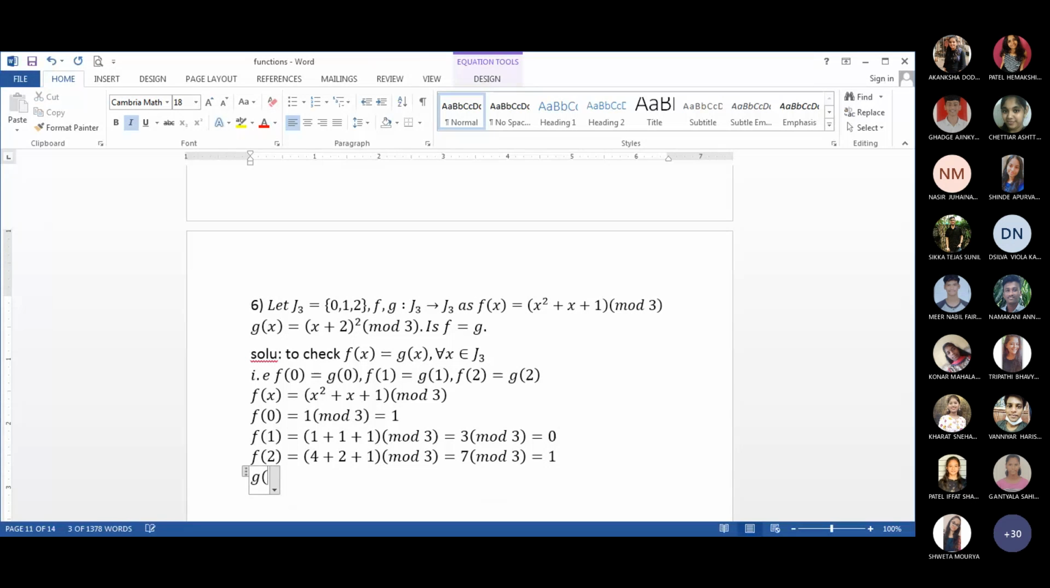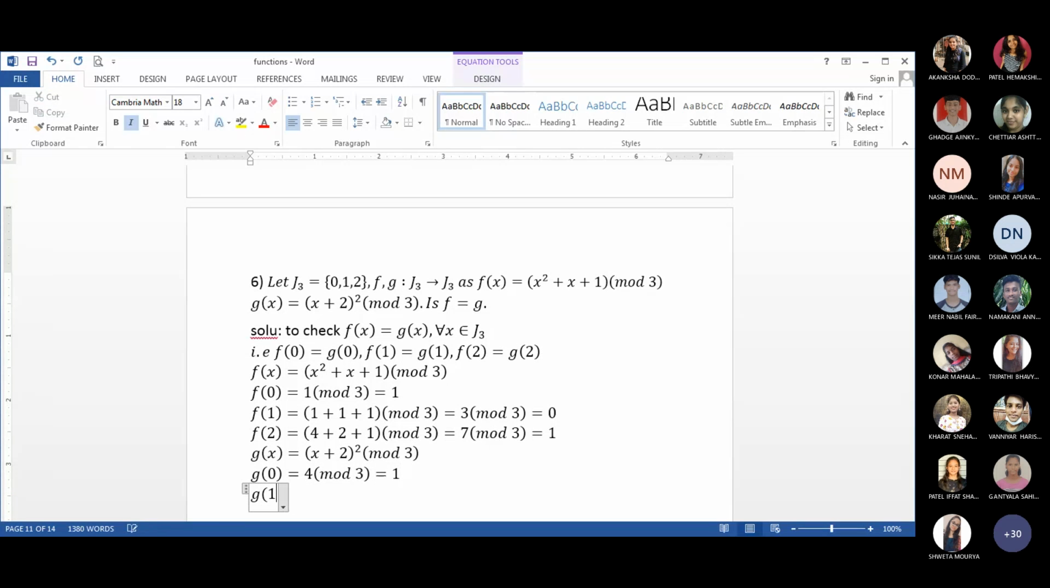Okay. g of x is what? x plus 2 the whole square mod 3. So how much will g of 0 be? g of x is x plus 2 the whole square mod 3. So g of 0 will be 4 mod 3. 4 mod 3 is 1, because putting x as 0 we get the square of 2, and the square of 2 is 4. So 4 mod 3 gives me 1.